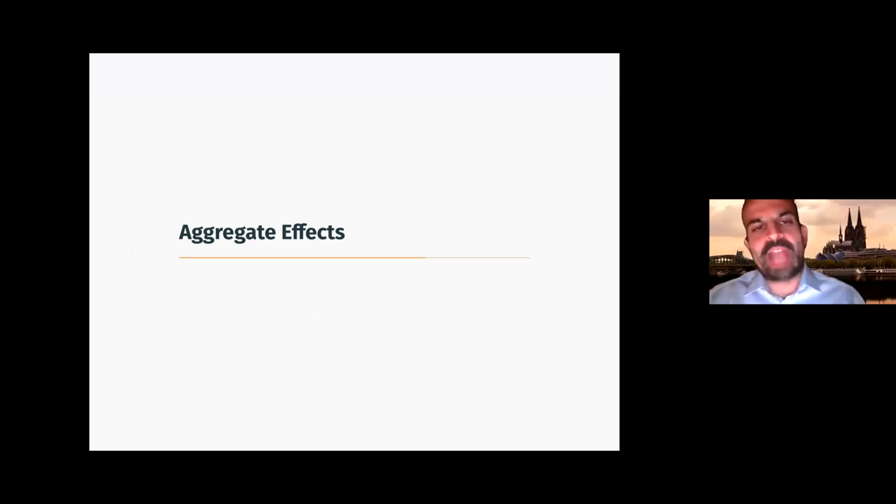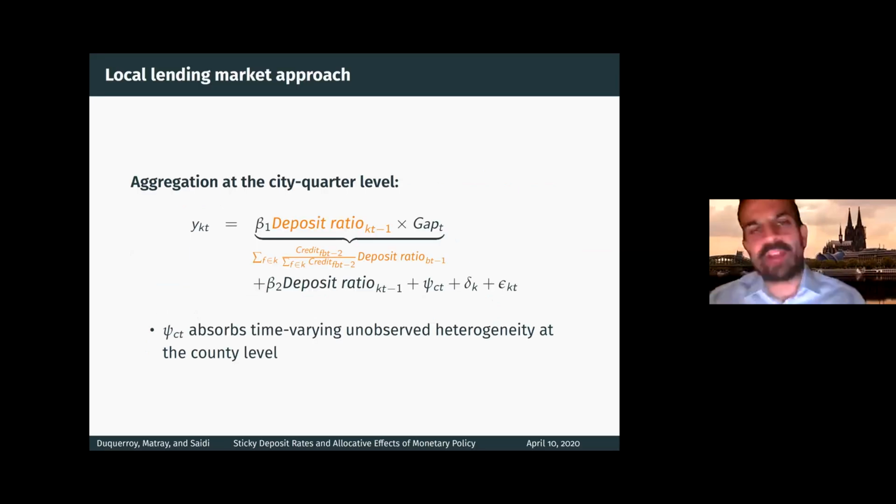Let me talk about the aggregate effects. To get at the aggregate effects, we'll move to the city quarter level. In doing this, we pursue a shift share approach. If I had more time, I would go on and on about this. And if there were people here like Paul Goldsmith-Pinkham, we would talk even more. Yeah, this approach is appropriate in some instances, not in all, of course.